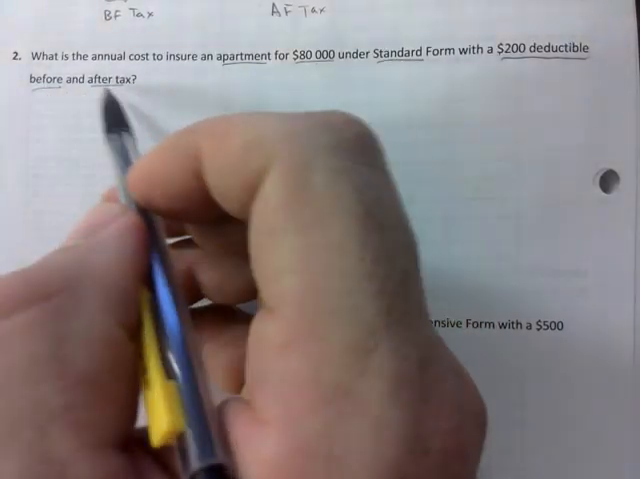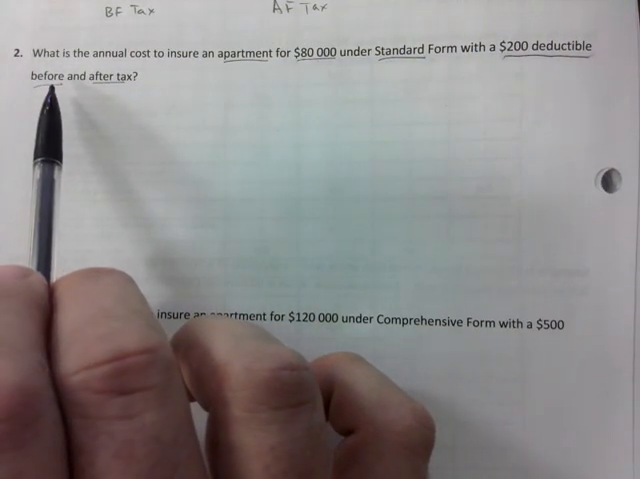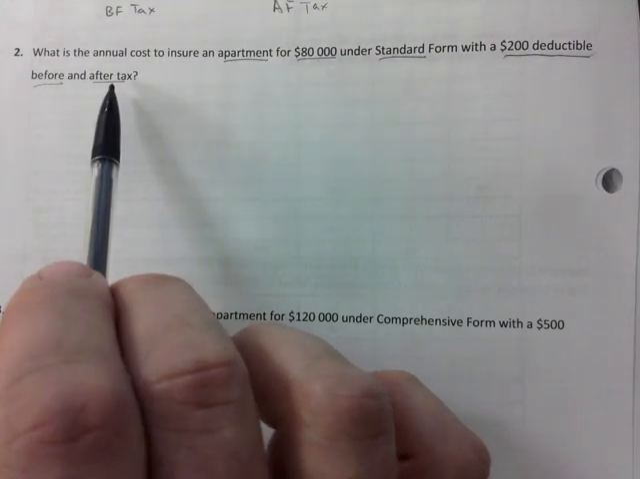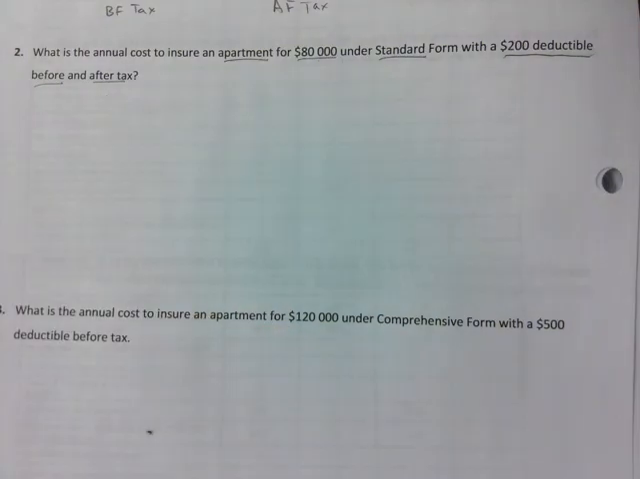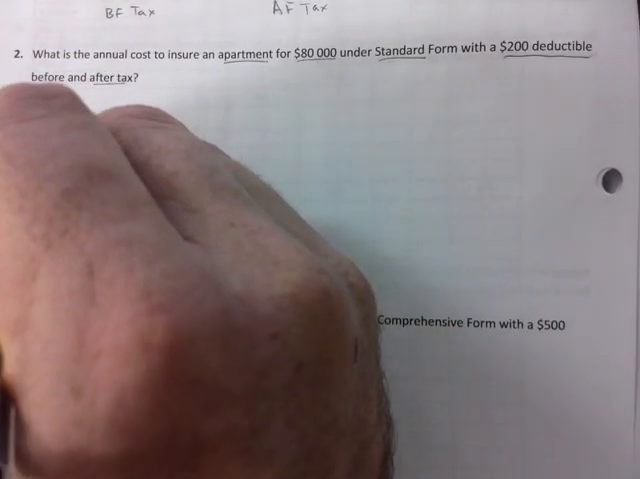Why am I doing before and after? Because the province will sometimes just say before tax for some reason, and other times they will ask after tax. So you need to be comfortable showing both, right? If you understand that, then it's just read the question carefully. So here we go, insurance. This is the painful one.